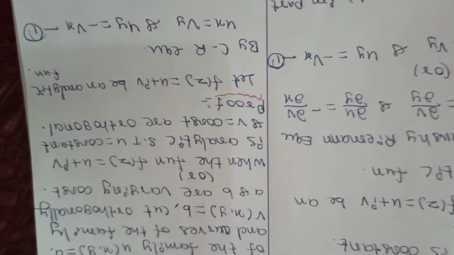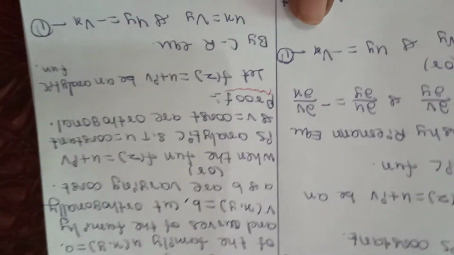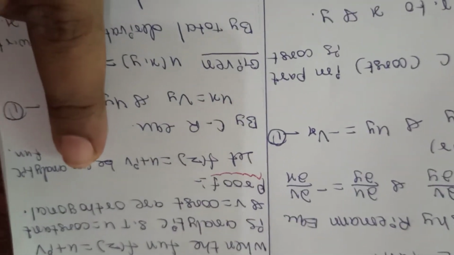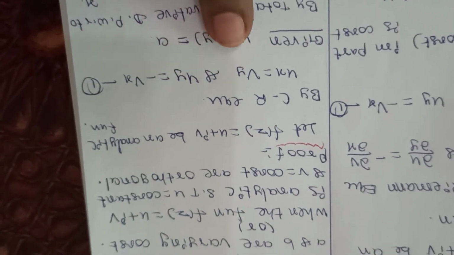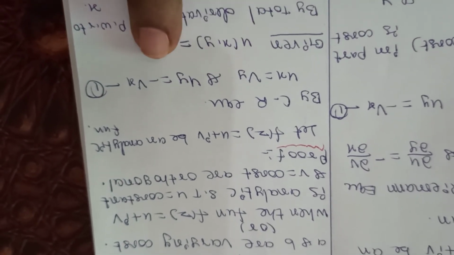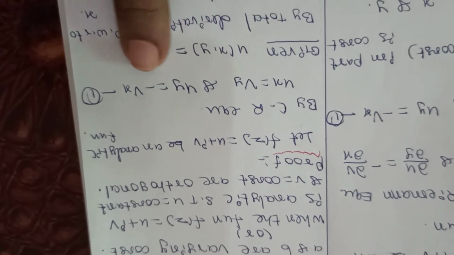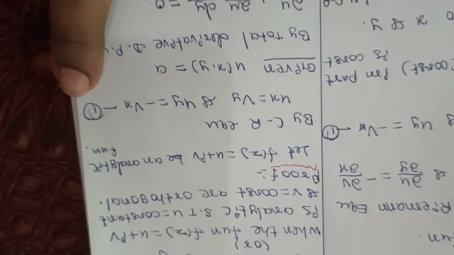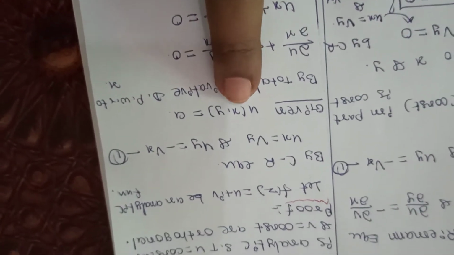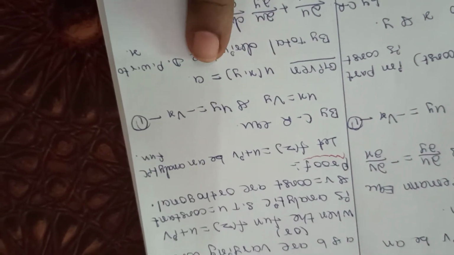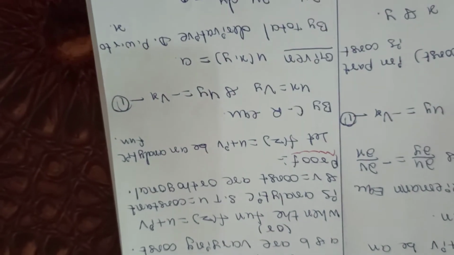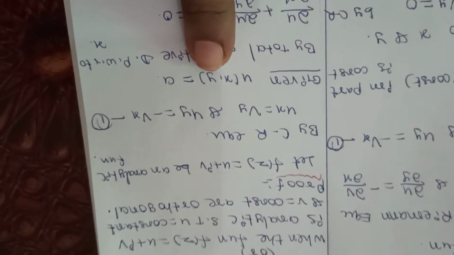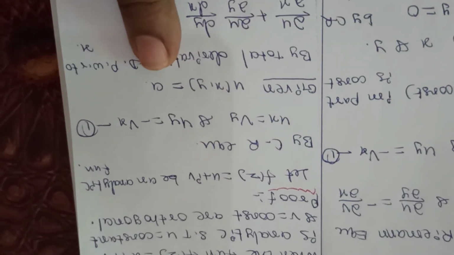Okay. Let f(z) = u + iv be an analytic function. By the CR equations, ux = vy and uy = -vx. Take this as equation number 1. Given the condition u(x,y) = a, we have to show that the two curves cut orthogonally. We take the first curve, u(x,y) = a.